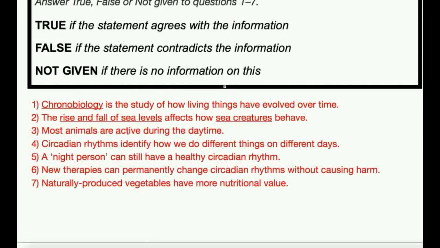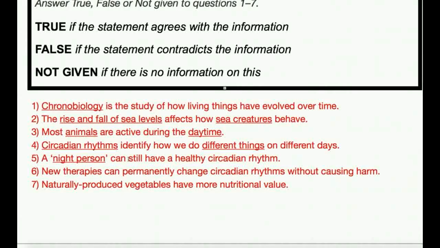Question 3, most animals are active during the daytime. So we could look for animals, you could look for something about daytime. Question 4, circadian rhythms identify how we do things on different days. So here you could look for circadian rhythms, maybe something about different things, different days. Statement 5, a night person. So when we try to find this one, we want to look for night person.